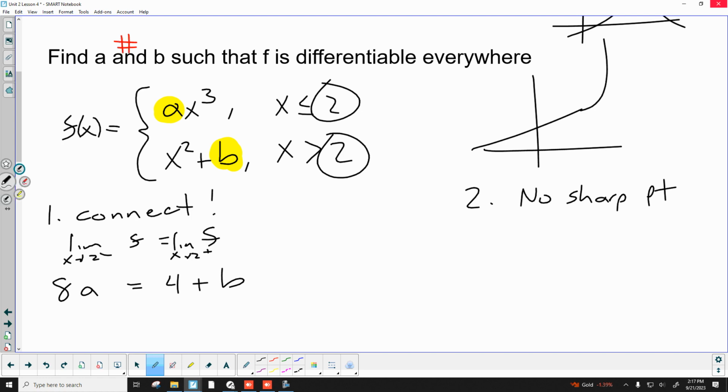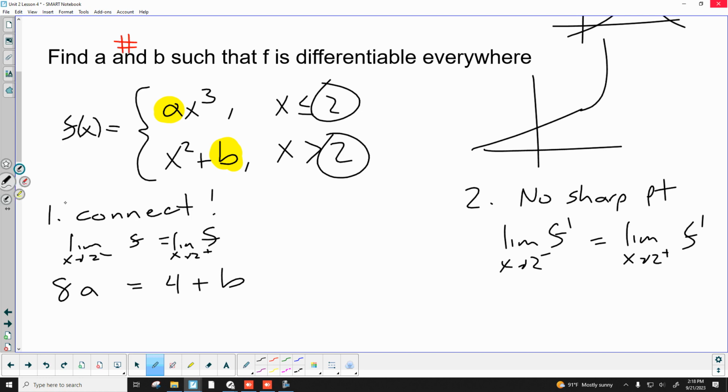Now, to ensure that, we want the slope of my first piece and the slope of my second piece to approach the same number, to equal the same number. We want the slopes to equal. We will look at the slopes to the left of 2, not just f, but the f primes. We will look at the slopes to the right of 2.